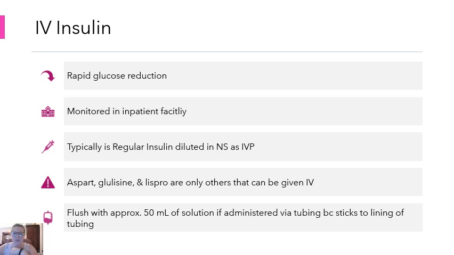Typically, IV insulin is going to be regular insulin, diluted in normal saline and given as an IV push. The only other ones that can be given IV are aspart, glulisine, and lispro. We'll get to another slide about certain ones that cannot be mixed or given IV, but those are the only ones that are available as an IV. If you're administering it not directly to the IV site, but through the tubing, it sticks to the tubing. In that case, you would need to flush with 50 milliliters of whatever solution you're giving them, because the insulin sticks to the tubing, to make sure that they get all the insulin that they're supposed to.